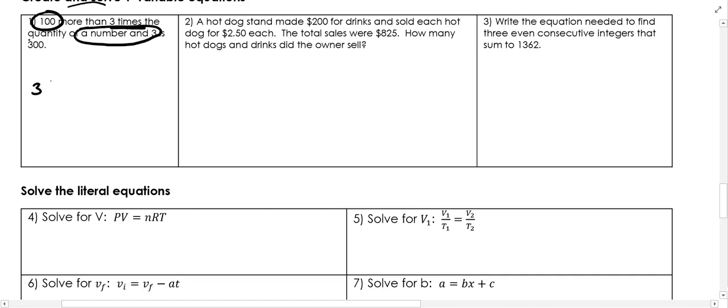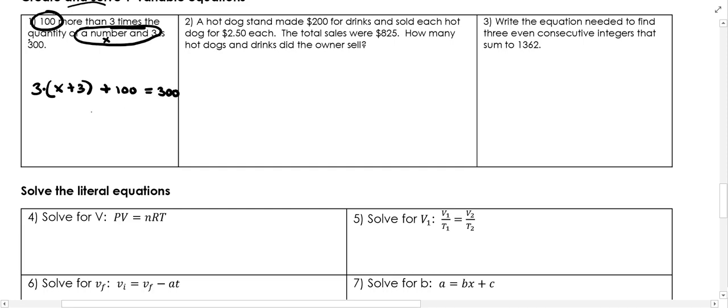So we have 3 times the quantity. A number is the variable, right? X and 3. So inside the parentheses is a quantity of a number and 3. And we want 3 times this quantity. That's why we're multiplying by 3. And 100 more than this. So we need to add 100. And we know the total is 300.